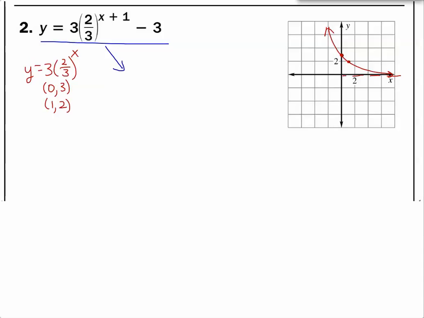Take that graph I just did in red, and it goes left 1 because of the plus 1, and then it goes down 3, and that's because of the minus 3 on the end. So each of those points, I'm going to move left 1. Remember, 1 is half of a square here, and down 3, and 3 is 1.5 squares here. So that's our new point. Each one goes left 1 and down 3.